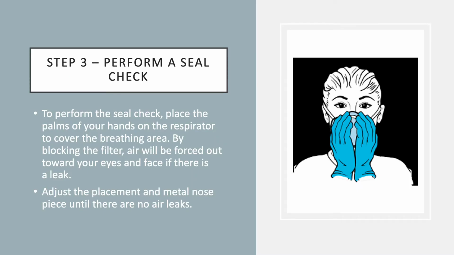To perform the seal check, place the palms of your hands on the respirator to cover the breathing area. By blocking the filter, air will be forced out towards your eyes and face if there is a leak. Adjust the placement and the metal nose piece until there are no air leaks.